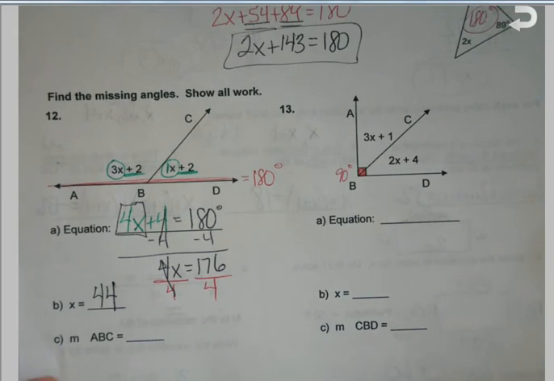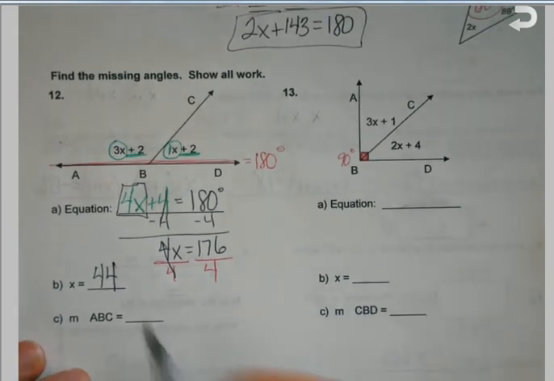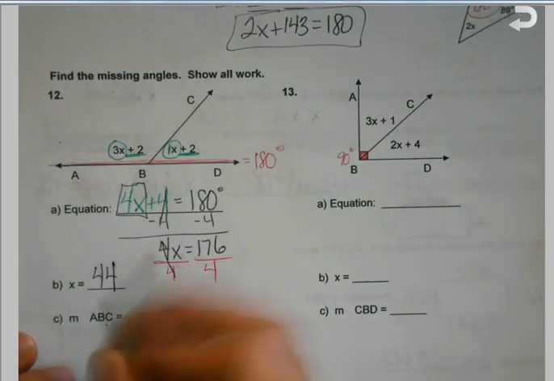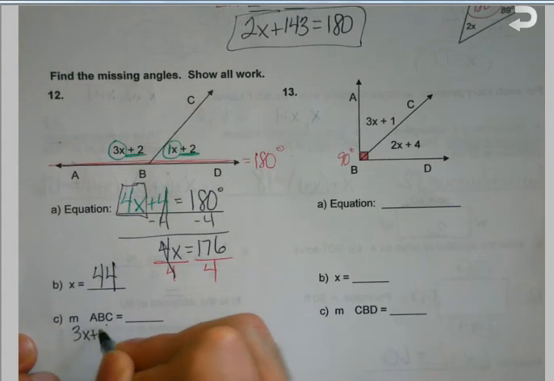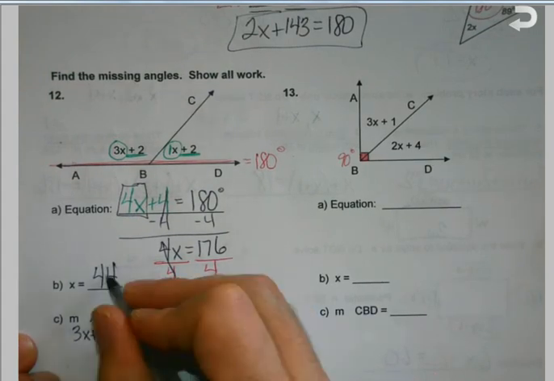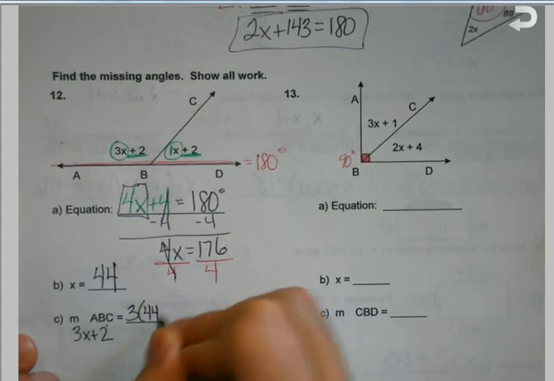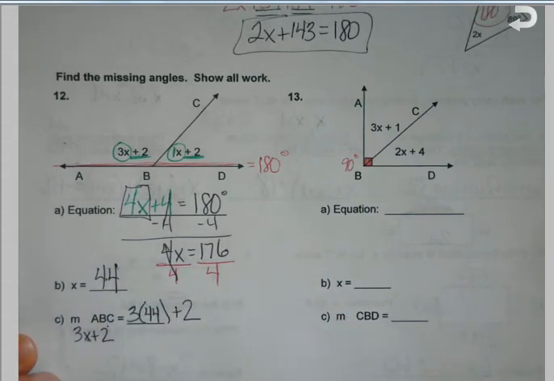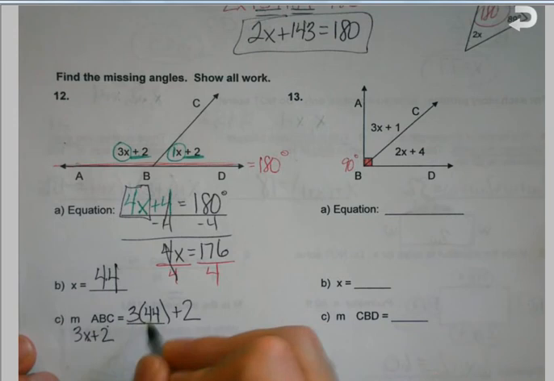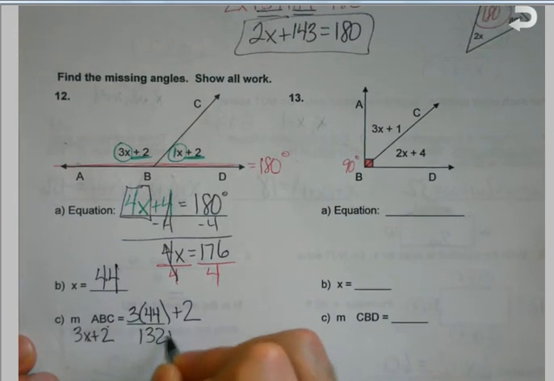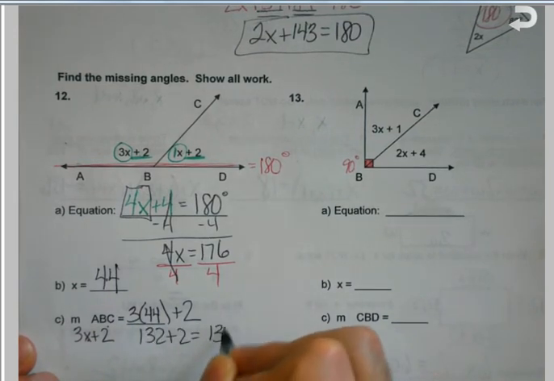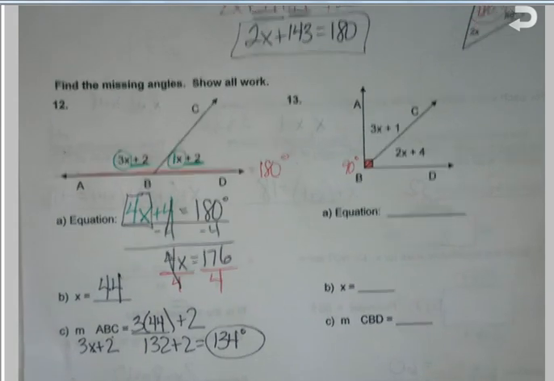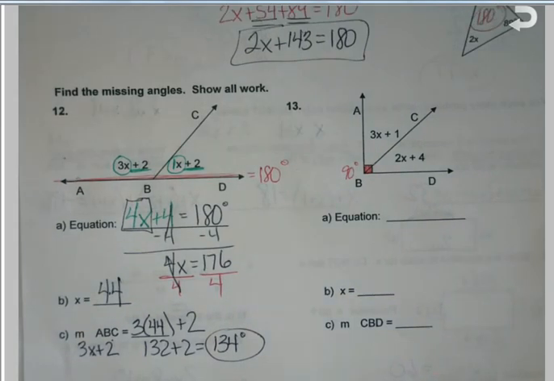And then again, don't be content with just getting x. It says I want to know what ABC is. Okay, ABC is 3x plus 2. So I just plug in the 44 where the x is, because I know what x is now. I know its value. And I just pop this up in the calculator. Let's see. 132 plus 2. And I get my angle. So it's basically just straight up substitution. Two-step equations and substitutions, all we're looking for here.